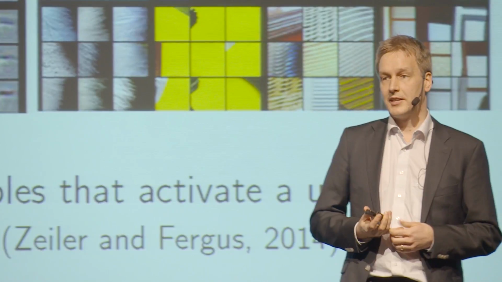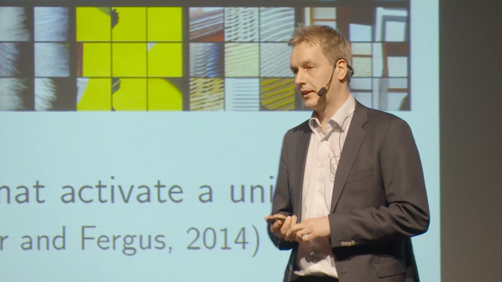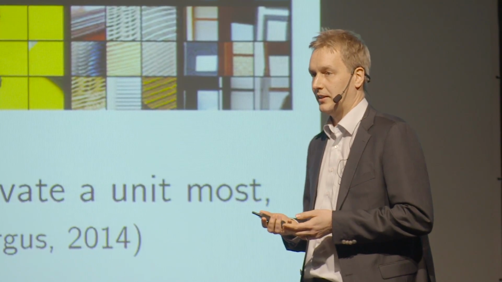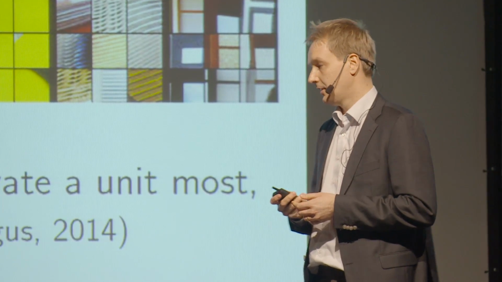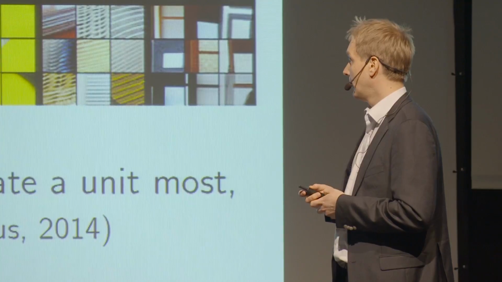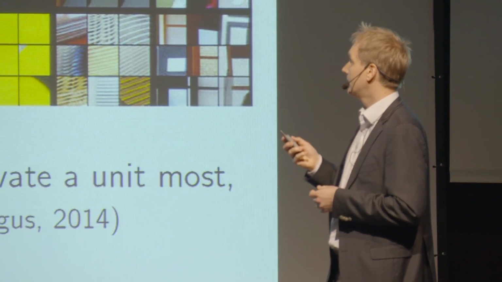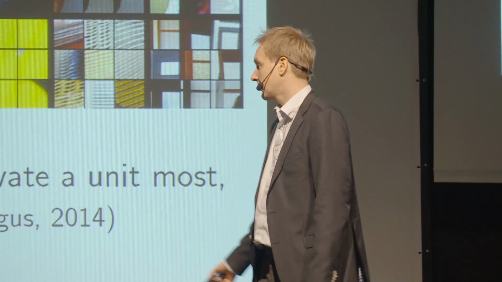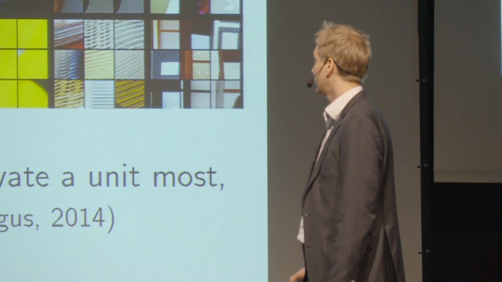How would you change the input such that the activation of the unit changes the most? And then you can see what one unit in your network is looking at.